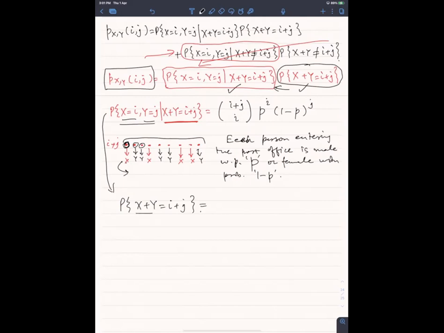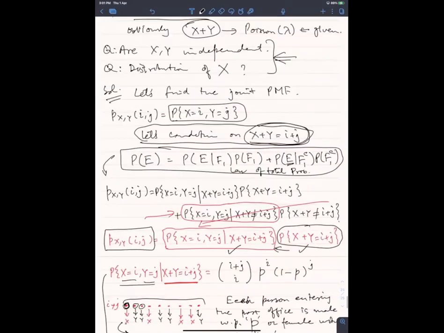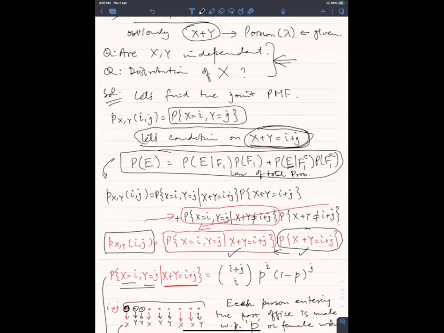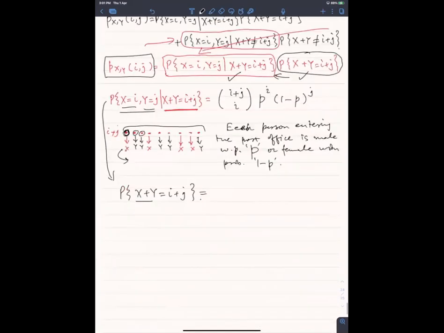See, X plus Y, we already know what this is. X plus Y is Poisson lambda. It is given to you. The total number of people entering the post office is a Poisson lambda. Since it's a Poisson lambda, that means this would be lambda to the power i plus j, e to the minus lambda, divided by (i plus j) factorial.